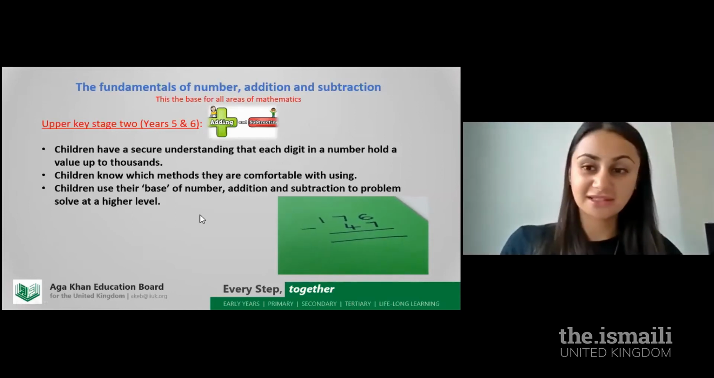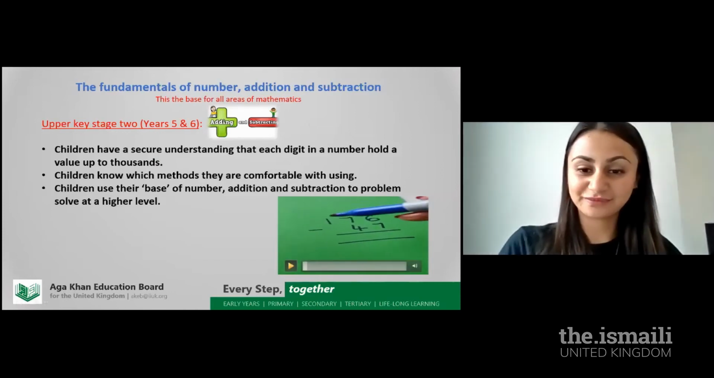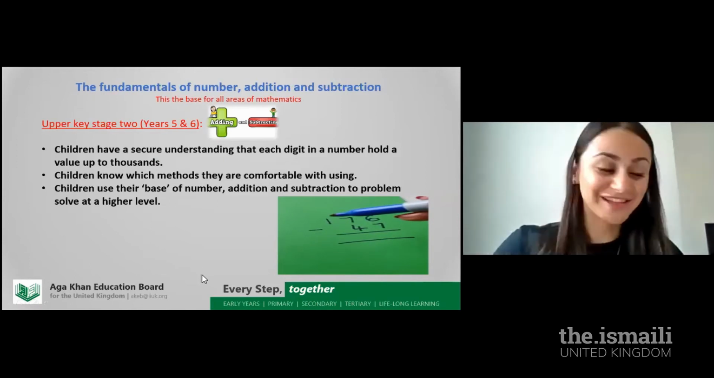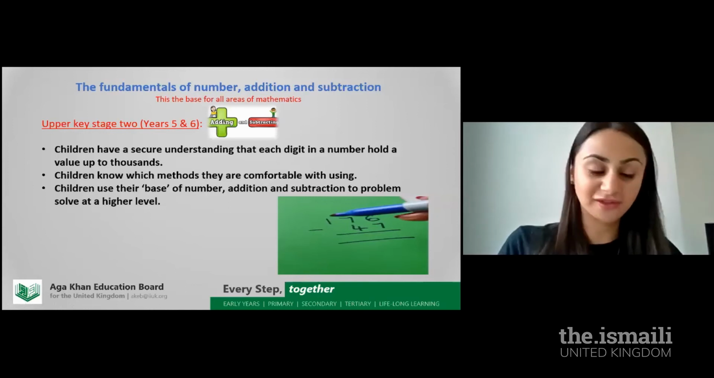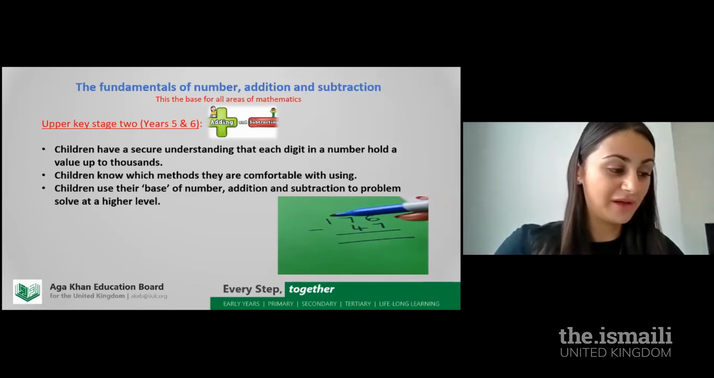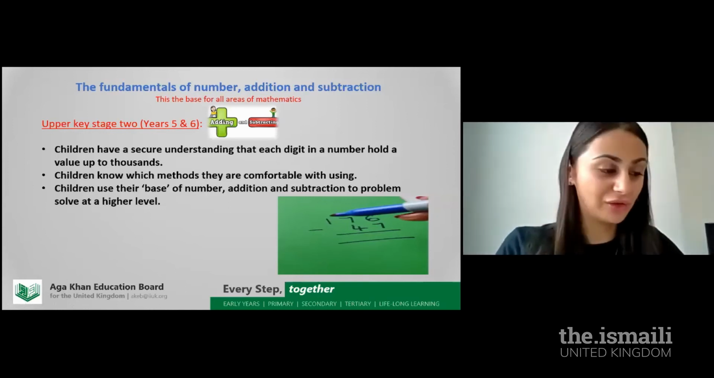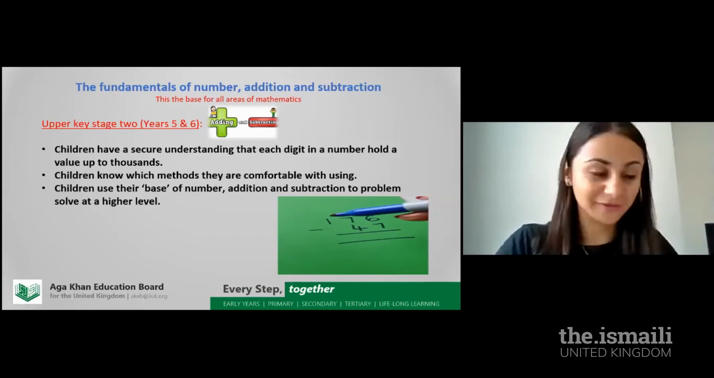Now take a look at exchanging with... Sorry, I was just going to say we're going to take a quick look at the video on formal subtraction, and there's a very important note on exchanging.